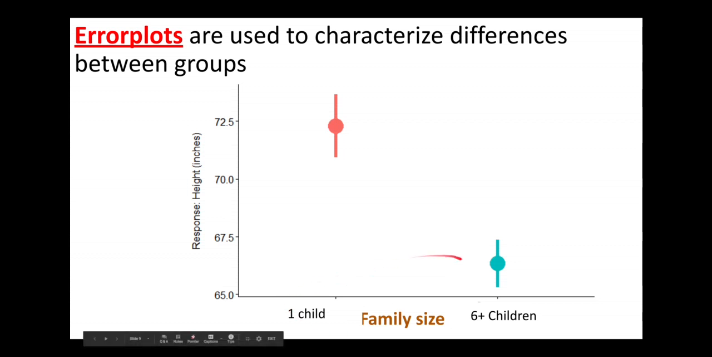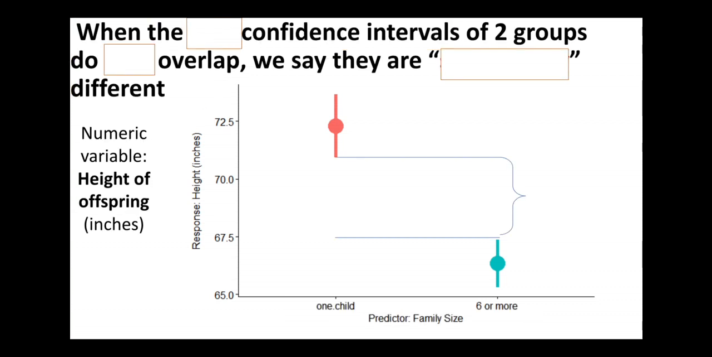We have two categories here, two different types of families. We have a numeric variable, height, along the y-axis. These data are from Francis Galton on the heights of different families. So when the confidence intervals of two groups, we have a group here with a mean down here, we have a group here with the mean up here represented by the dots.